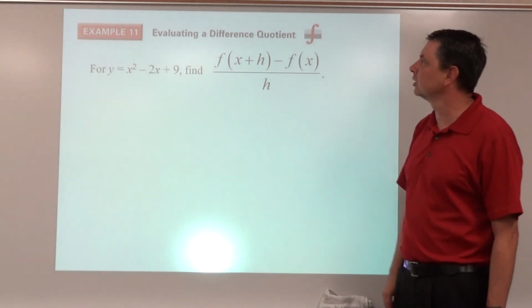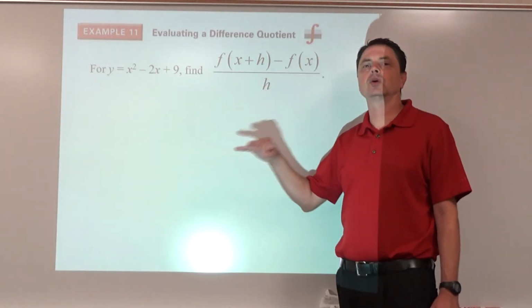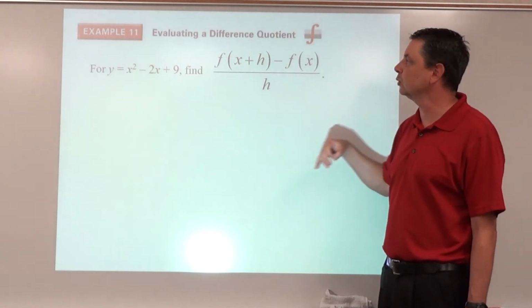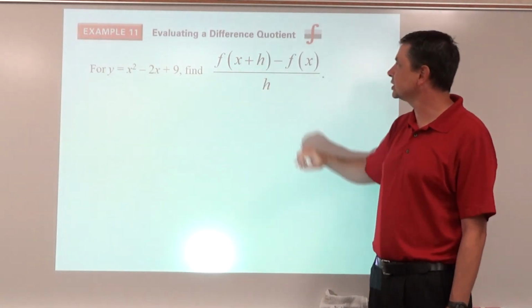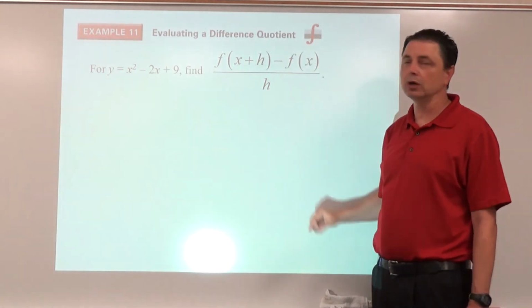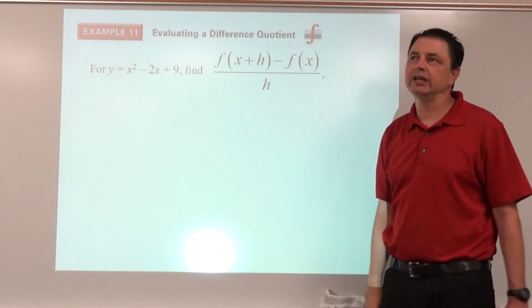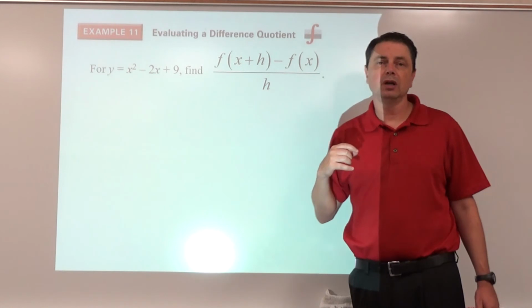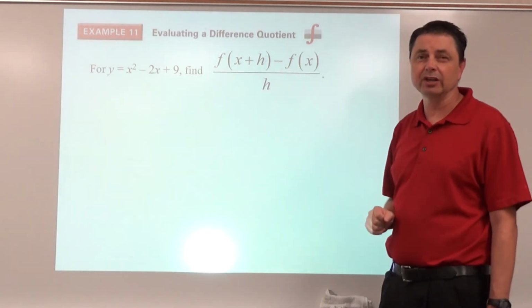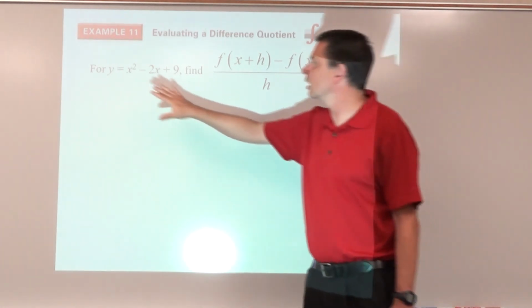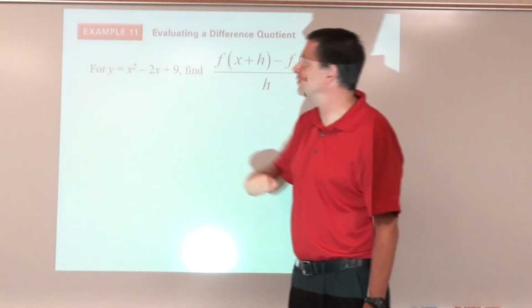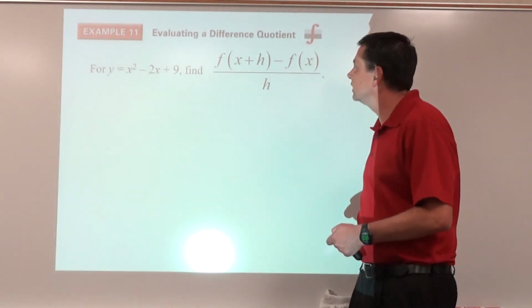All right, example number 11. This kind of goes back to one of the things we were looking at before, evaluating functions at variables and variable expressions. This is the difference quotient. This symbol, when you see it, is something you're going to see in calculus. Okay? So here's our function. It probably should say f of x is equal to.